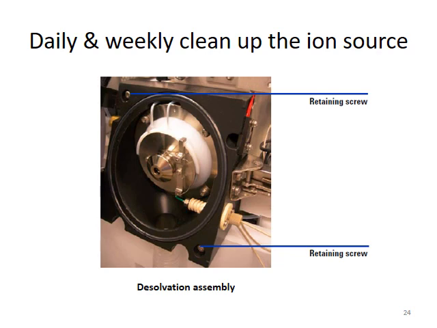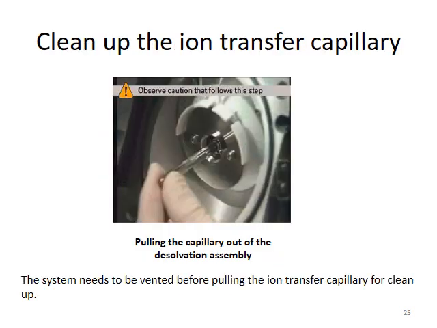By removing the spray shield and the two retaining screws here, the capillary cap will be exposed. After pulling the capillary ion guide and also removing the retaining screws, you can see the skimmer in the next slide. Just to take note, the system needs to be vented before you can pull out the ion transfer capillary for cleanup.